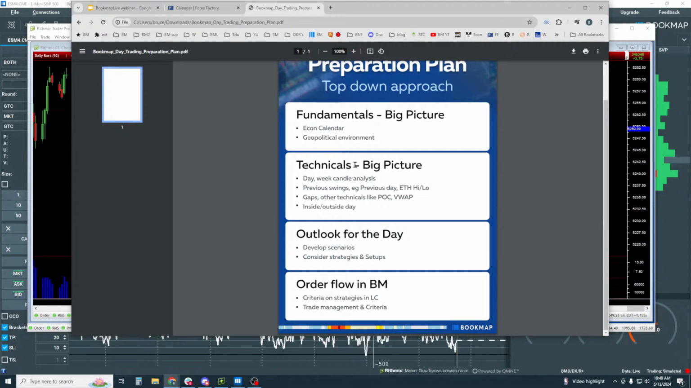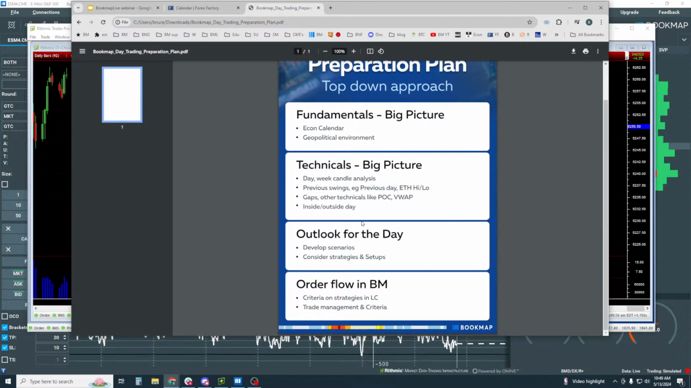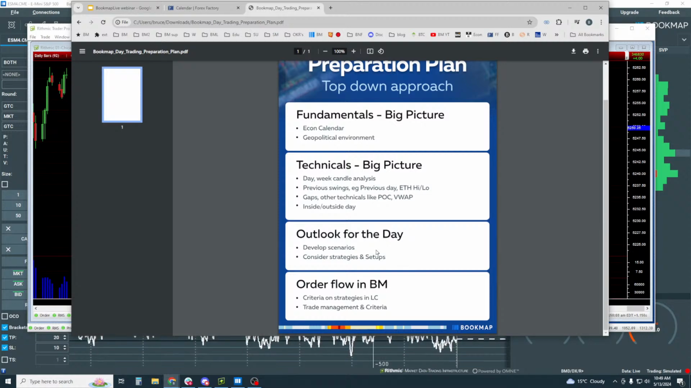Now that leads us to our third element on here, outlook for the day. Start to develop scenarios. Well, we're looking for sell pressure to fill the gap. And we already considered it's an inside day, and we're looking for kind of choppy action. And then now we can start to consider some strategies in here. So yeah, we're looking for the move down, continuation of that selling momentum, but also a lot of range-bound activity.